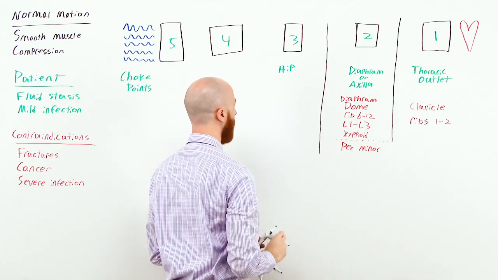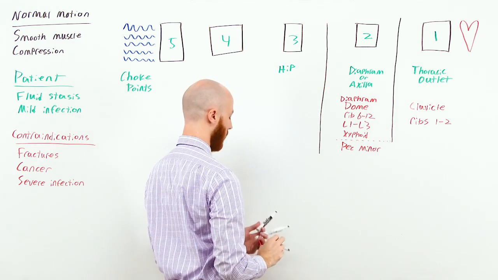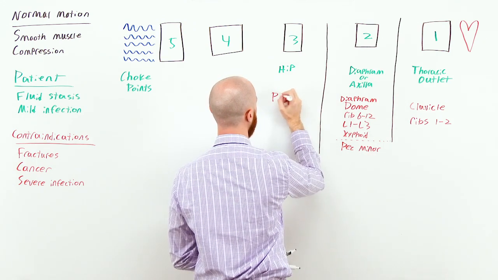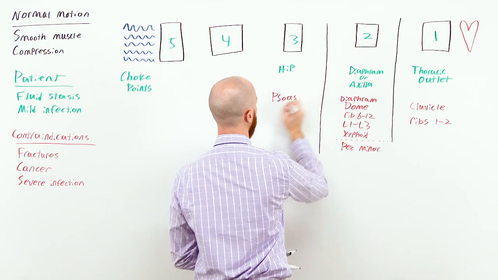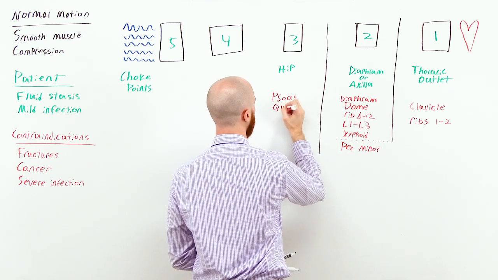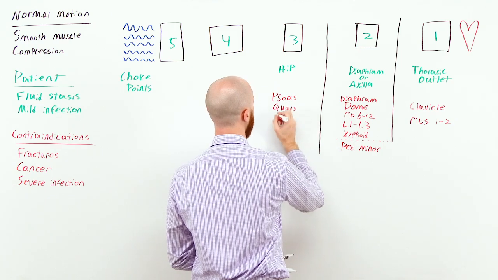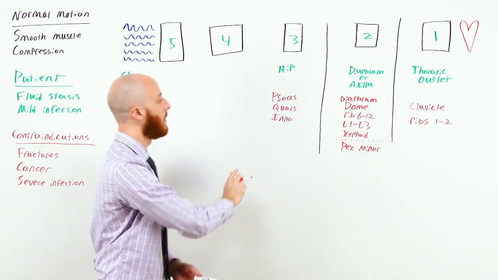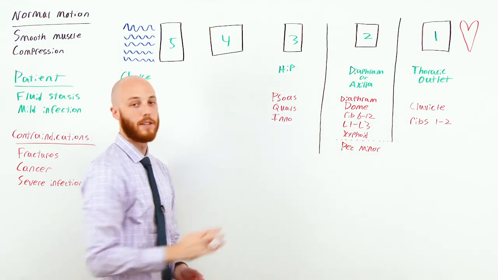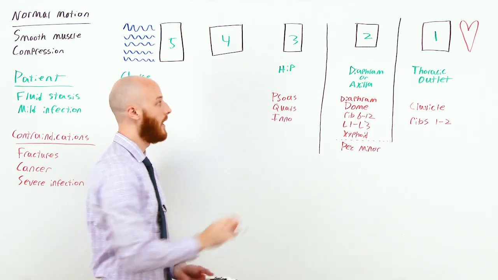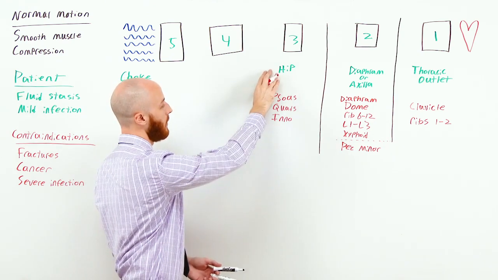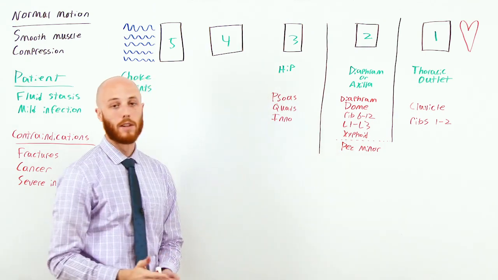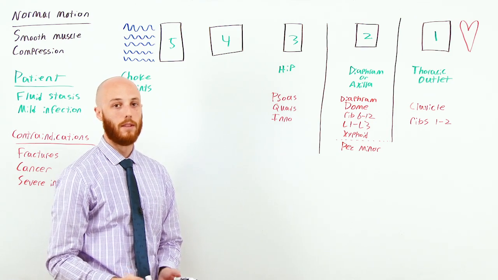And what are some common dysfunctions that cause a hip choke point? You can have the psoas, the quads, and the innominates. We've talked about how to treat these three structures in earlier lectures. If you are assessing for some sort of a hip choke point, check these three structures, and if they're dysfunctional, treat it, and you'll treat the choke point.